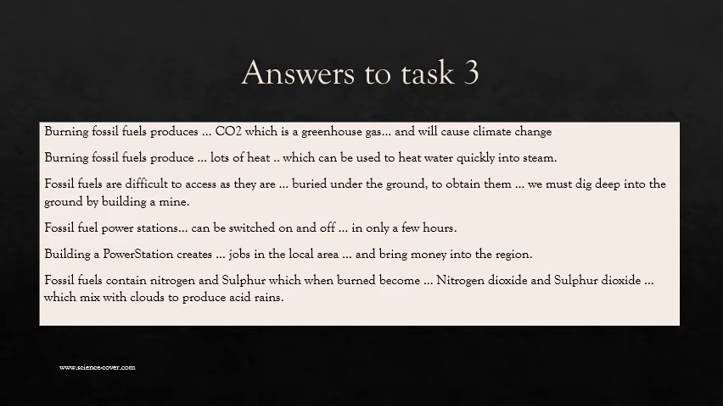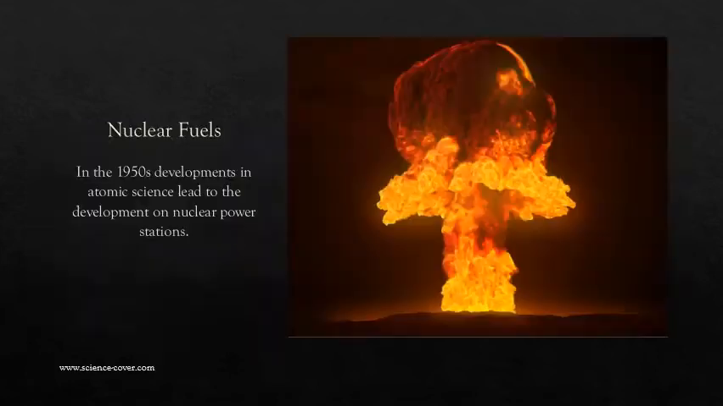Fossil fuels contain nitrogen and sulfur, which when burned become nitrogen dioxide and sulfur dioxide, which mix with the clouds to produce acid rain. In the 1950s, developments in atomic science led to the development of nuclear power stations. These use heat from radioactive elements like uranium to heat water into steam.